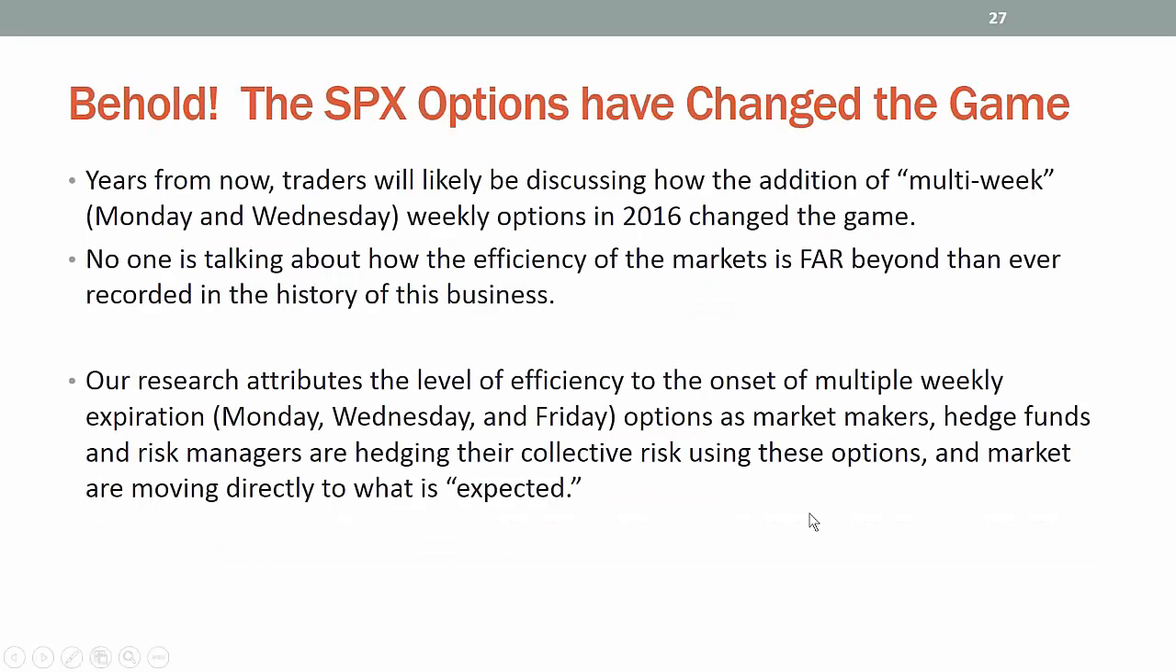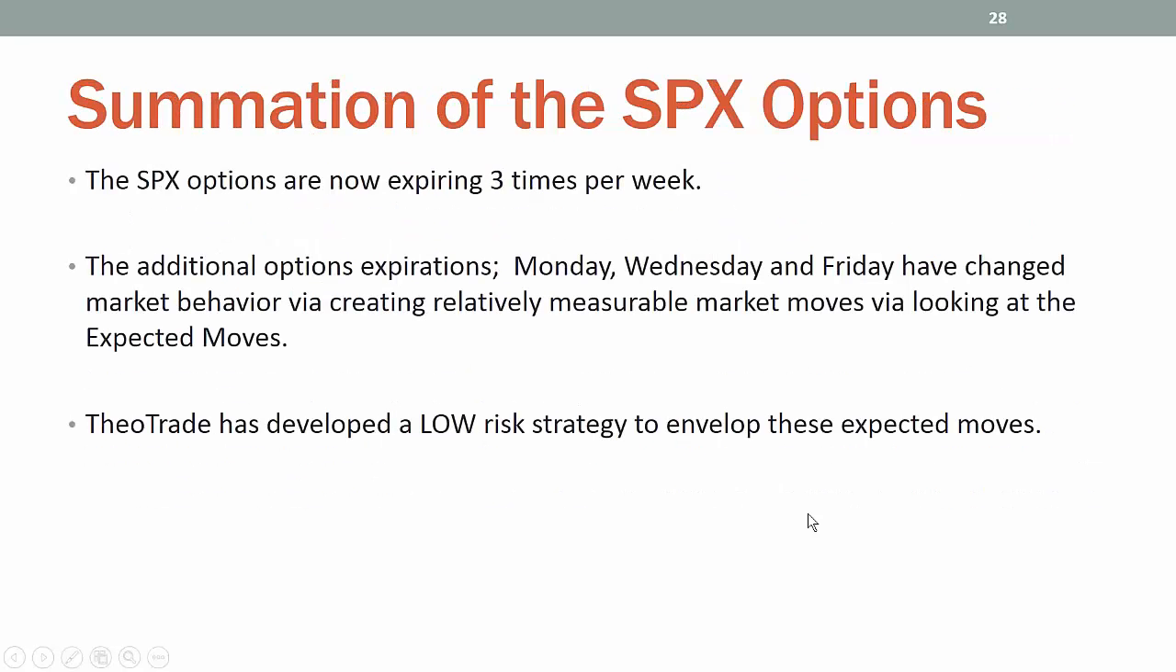So all of a sudden, they add these weeklies. And you know what the weeklies do? It changes the entire marketplace. The SPX options are expiring 3 times a week. There's no give or take. The additional option expirations, Monday, Wednesday, Friday, have changed market behavior by creating relatively measurable market moves when looking at the expected moves. We've all looked at the expected move.